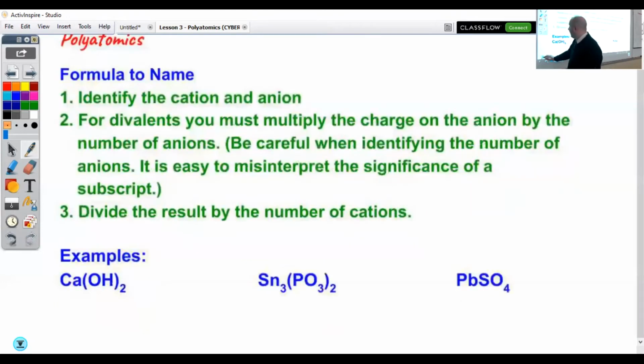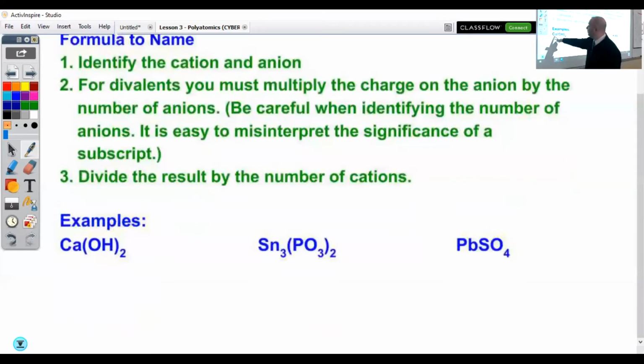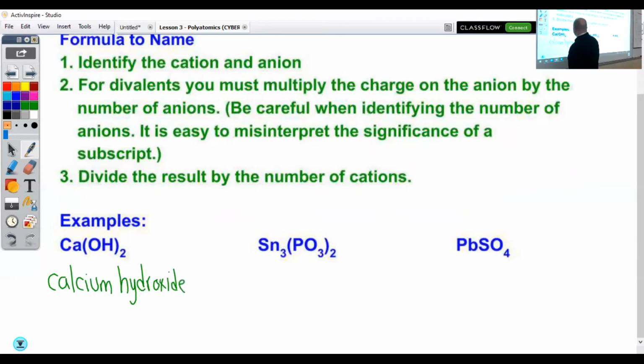In our first example, we have calcium and we have hydroxide. This is a straightforward example. That's the name, calcium hydroxide. However, the problems get more complicated when we have divalence, like I'm going to show you in examples 2 and 3.